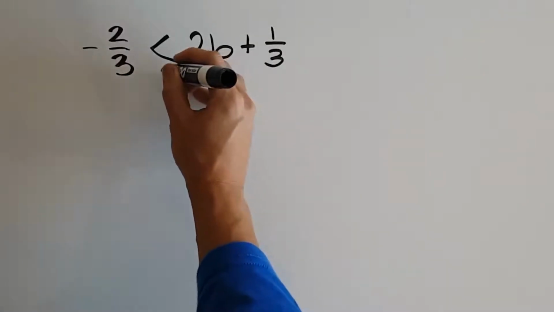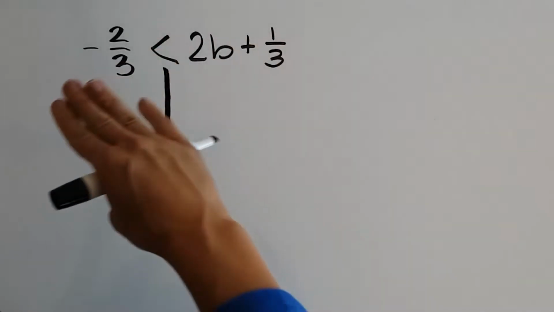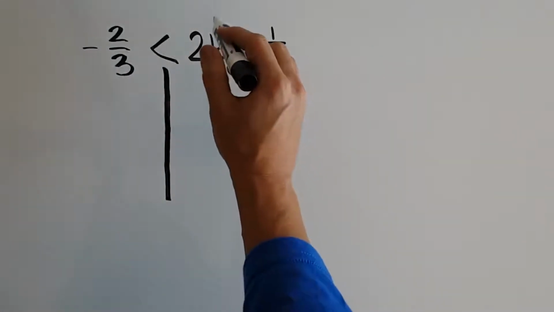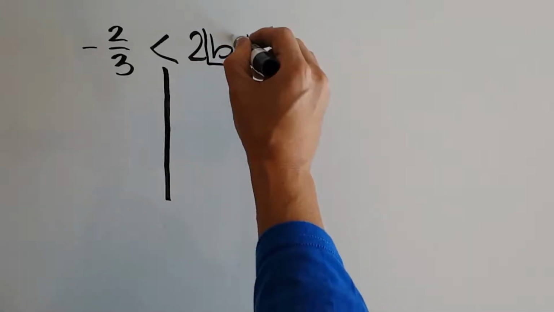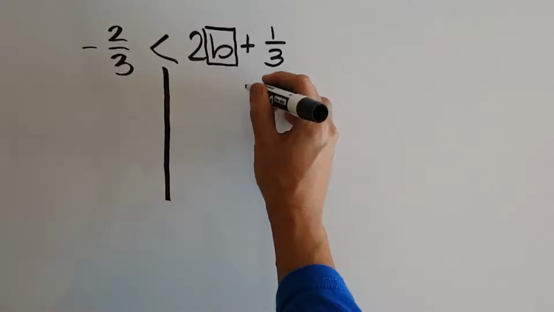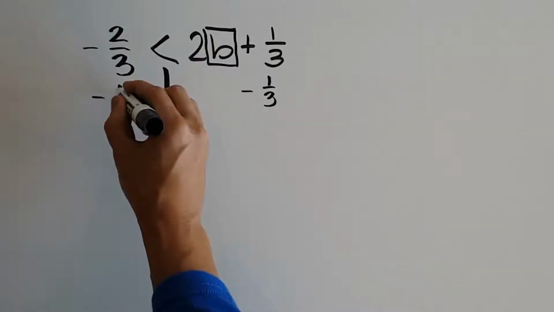So we treat this inequality symbol as if it were an equal sign. We still have the left side of our inequality and the right side of our inequality. Our goal is to isolate b. So we're going to solve the same way we would if it was an equation. So we're going to subtract 1/3 from both sides to get rid of all terms that don't have variables.